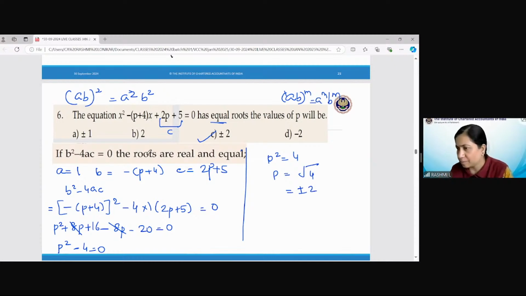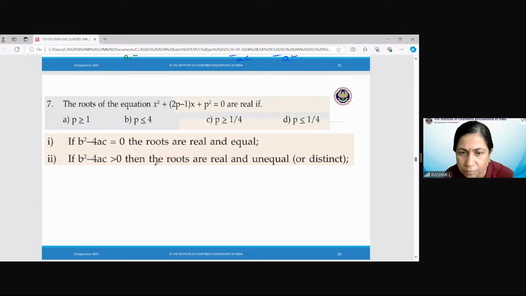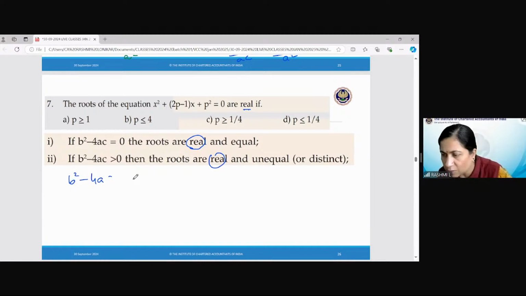Okay, now let us go to the seventh sum. If the roots of the equation are real and equal, b square minus 4ac is 0. If b square minus 4ac is greater than 0, then roots are real and unequal. Only they are asking for real. So when will the roots be real? When b square minus 4ac is greater than or equal to 0, then the roots are real.